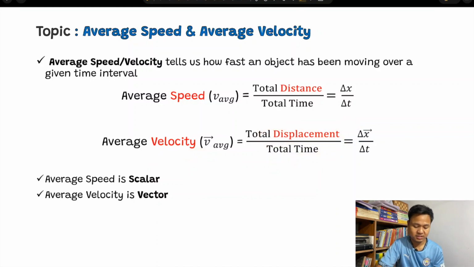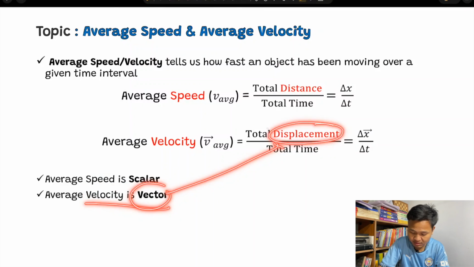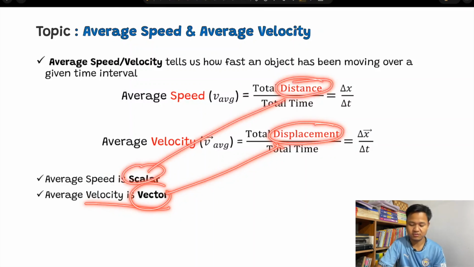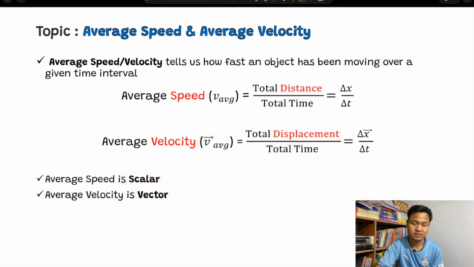What is average speed? It tells us how fast an object moves over a given interval of time. So in 1 hour, how fast is the object moving? So in a given time interval, how fast an object is moving, that is basically average speed or average velocity. Speed is scalar and velocity is vector. Velocity uses displacement, speed uses distance. Distance is scalar, displacement is vector. Okay, so remember the formula.